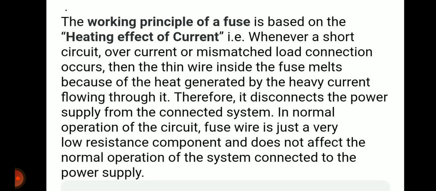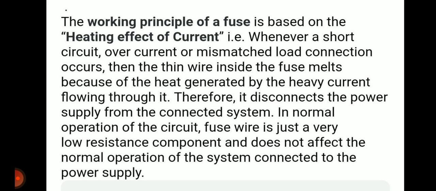Now, the working principle of a fuse is mainly based on the heating effect of current. Heating effect of current means it's simple. Whenever a short circuit, overcurrent, or mismatched load connection happens, heavy current flows through the thin wire, and it will get heated and melt, thus protecting the rest of the heavy equipment from further damage. Because the connection will be disconnected and the power supply will not be completed, the fuse plays a major role in protecting the electrical equipment in case of overcurrent or short circuit.